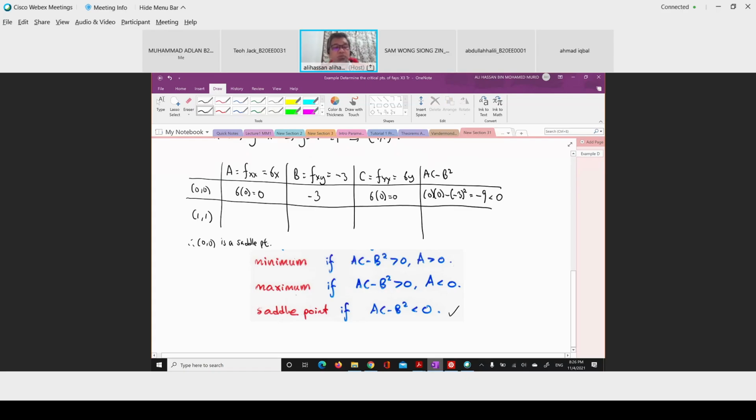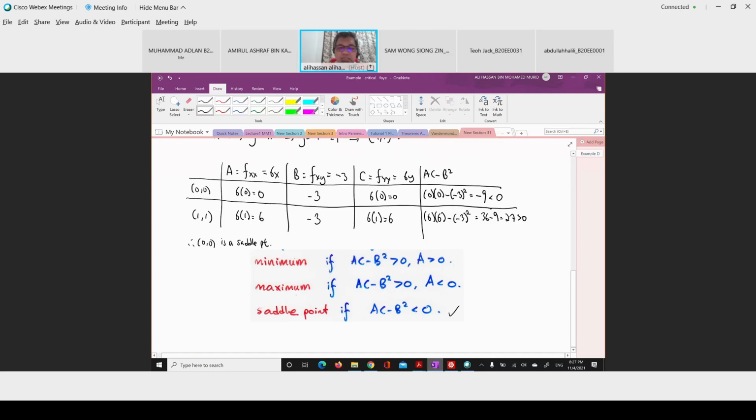What about the other point? 1, 1. So A is 6x. X is equal to 1. So 6. B is a constant, minus 3. C is equal to 6y. So here the y coordinate is 1, so here we have 6. AC minus B squared is 6 times 6 minus B squared, which is 36 minus 9. What is 36 minus 9? 27. So this is greater than 0.